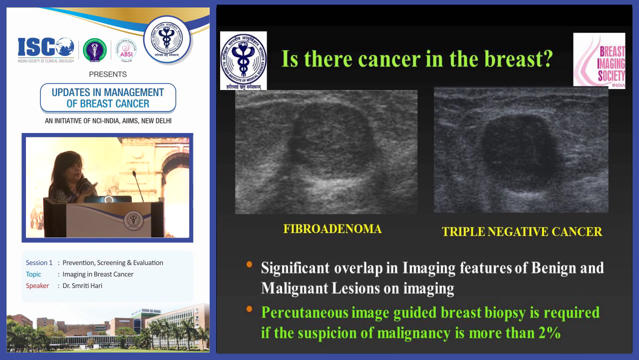Now, after all these imaging modalities, let me just put forth two very similar looking cases and ask, is there cancer in the breast? So despite all our imaging modalities and our BIRADS, we are sometimes, or most of the times, not really able to say benign or malignant with great confidence, and we need to resort to the biopsy. You can see that these are very similar looking lesions, but whereas the first one is a benign fibroadenoma, the second one is actually a high-grade triple-negative cancer. So we need to resort to biopsy because there is a significant overlap in the features.